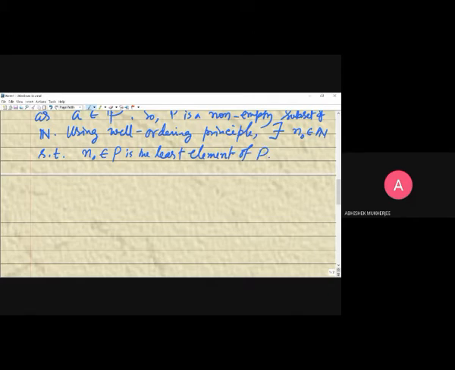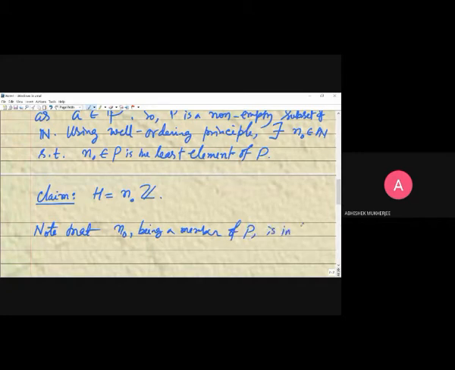So you can find out one least element of P. Now our claim is that H will take the form N naught Z. Note that N naught being a member of P is in H, right? N naught being a member of P must be in H.